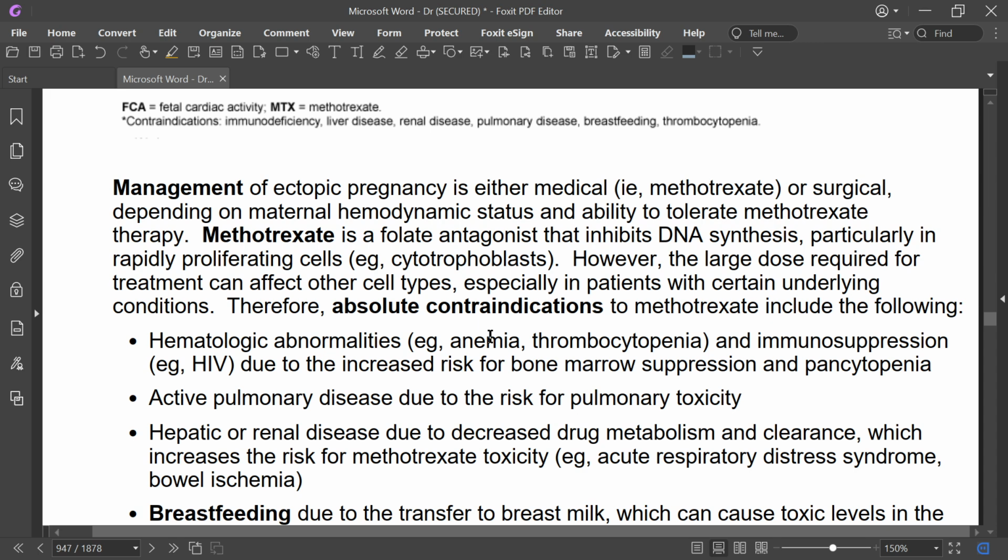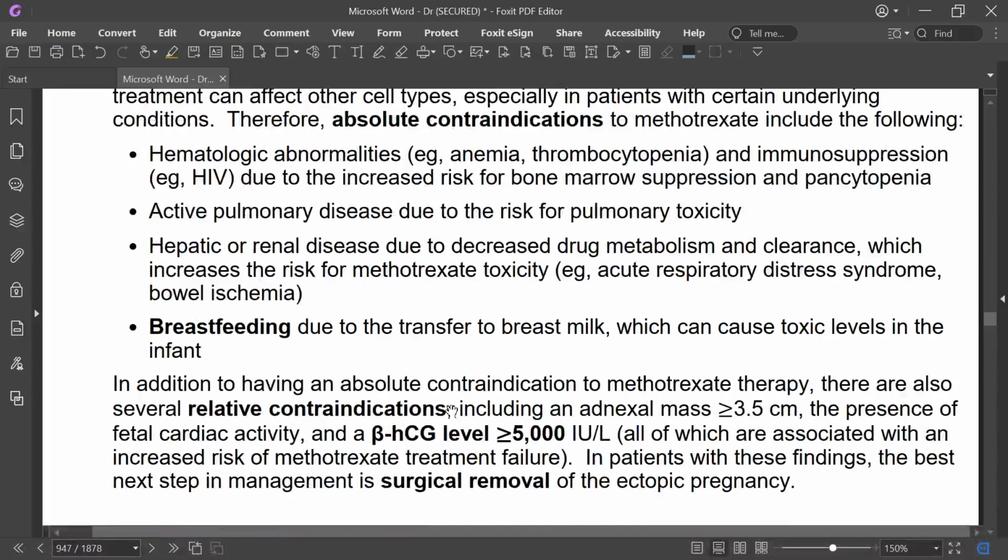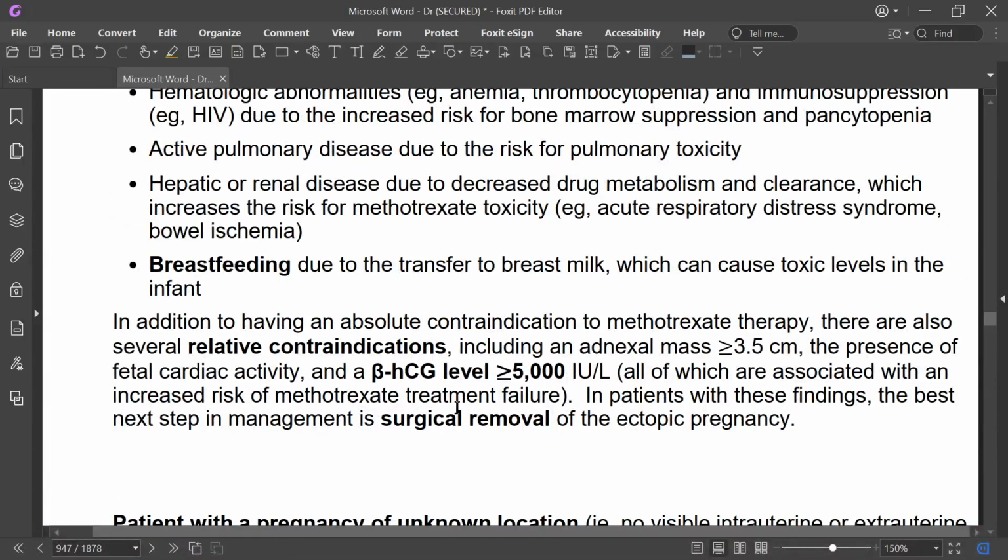In advanced pulmonary disease, MTX should be avoided because MTX-induced lung disorder can happen. Hepatic and renal disease, due to decreased drug metabolism and clearance, increase the risk of methotrexate toxicity. Also ARDS and bowel ischemia. Breastfeeding, due to transfer into breast milk, which can cause toxic levels in the infant.